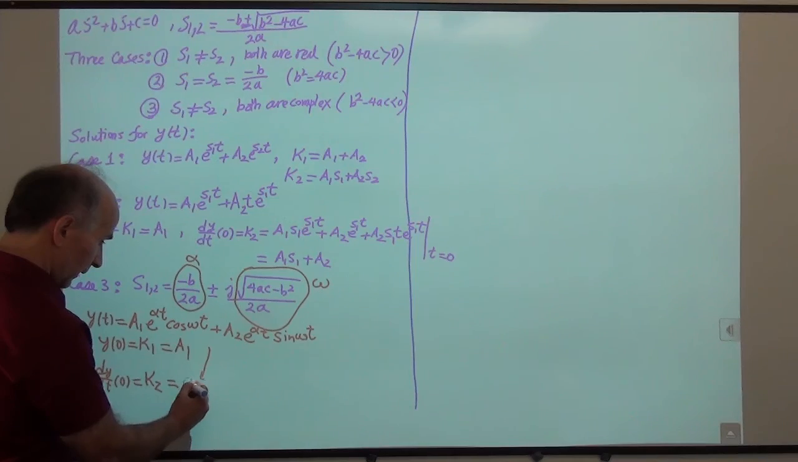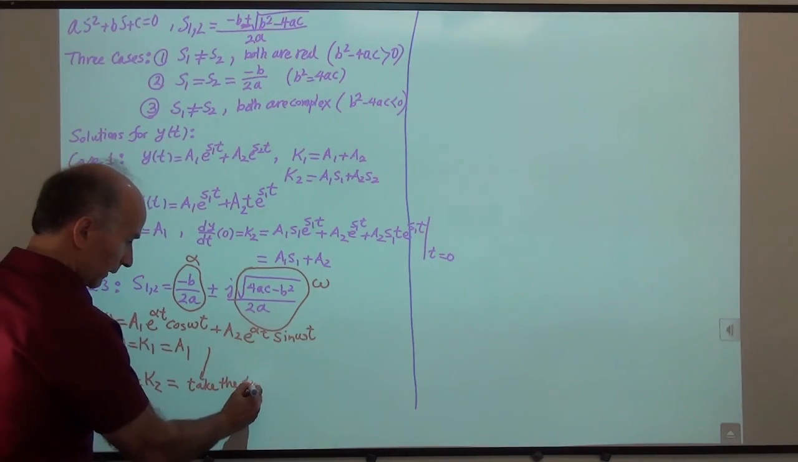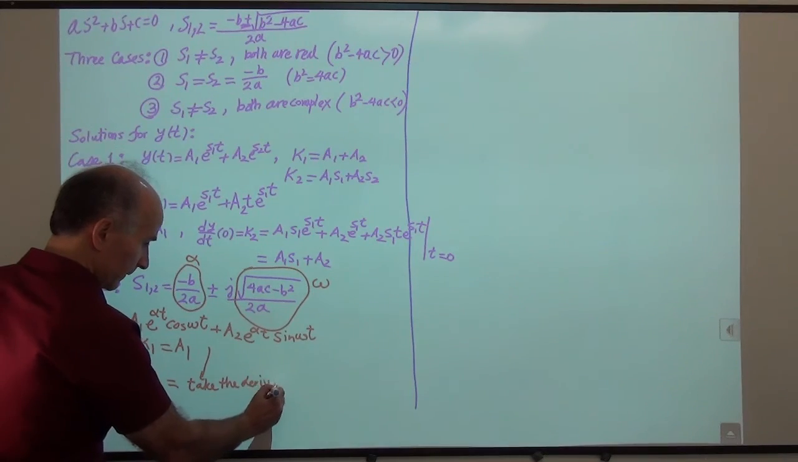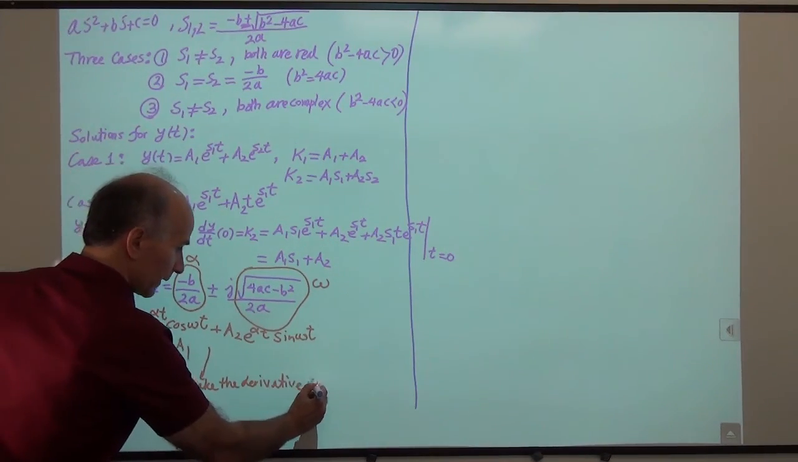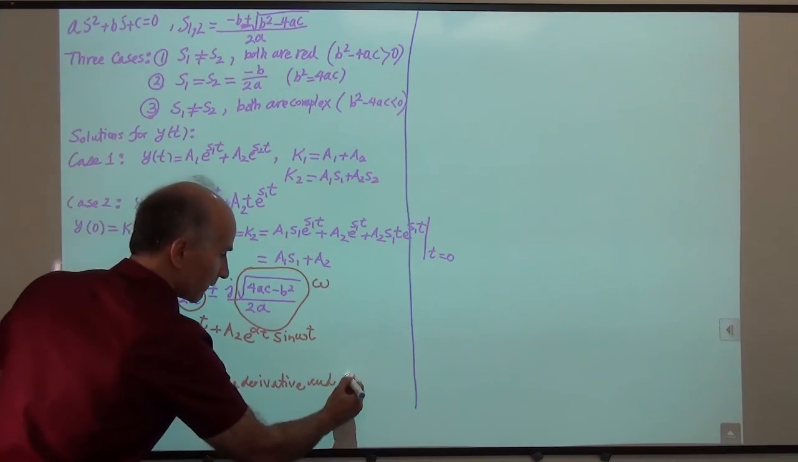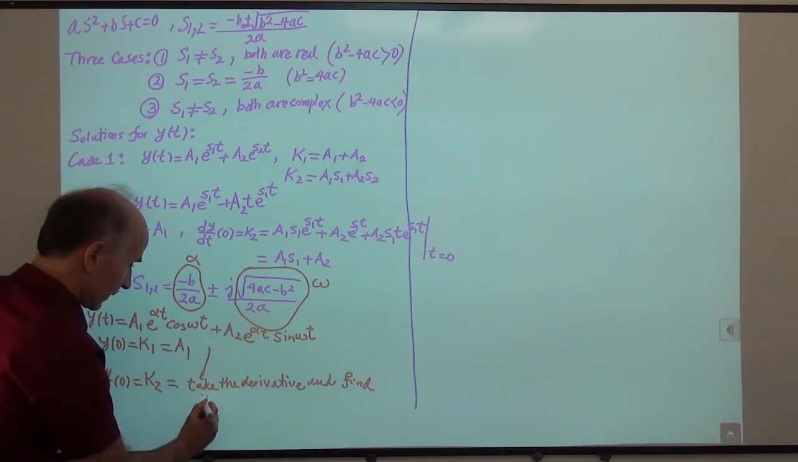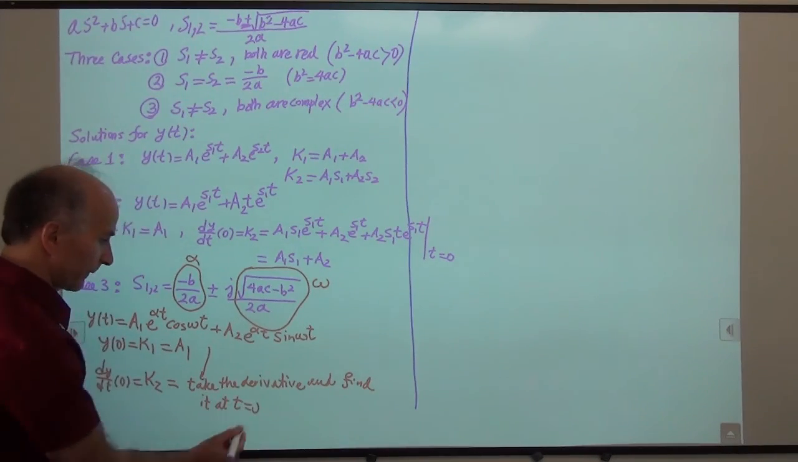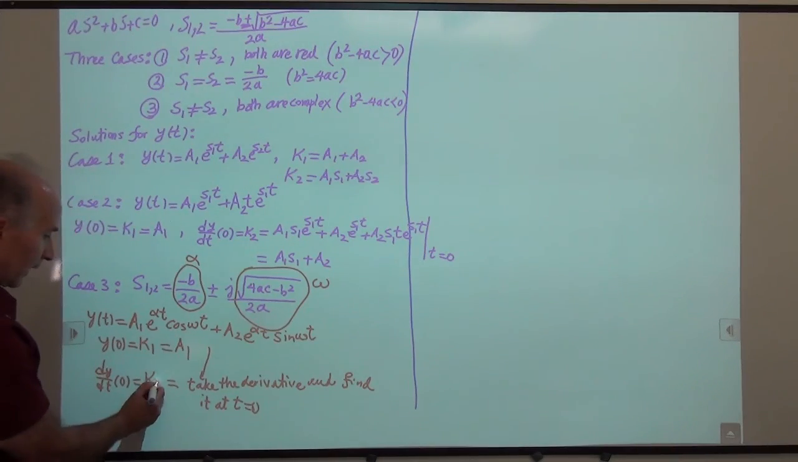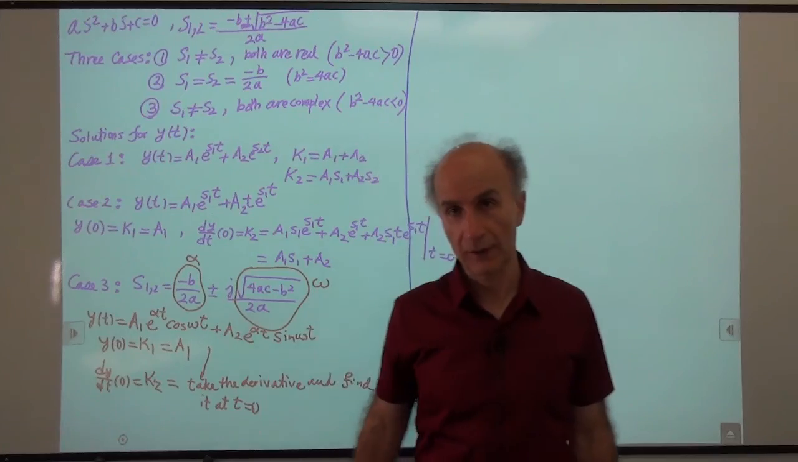So take the derivative and find it at t equals 0, right? And the result is equated to K2. And that's how we solve the circuit, the equation.